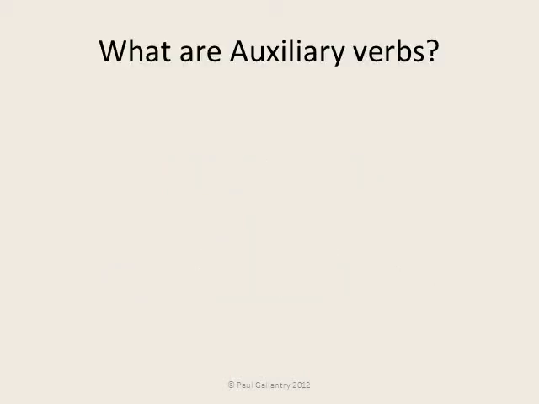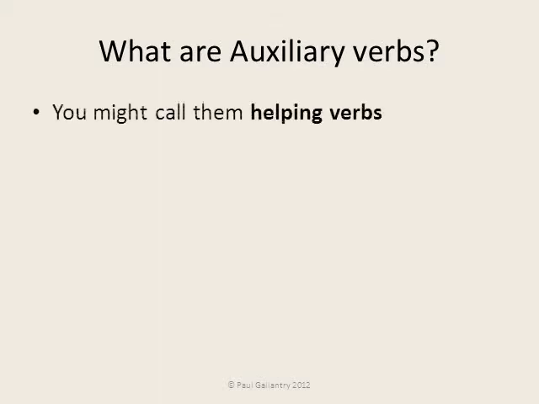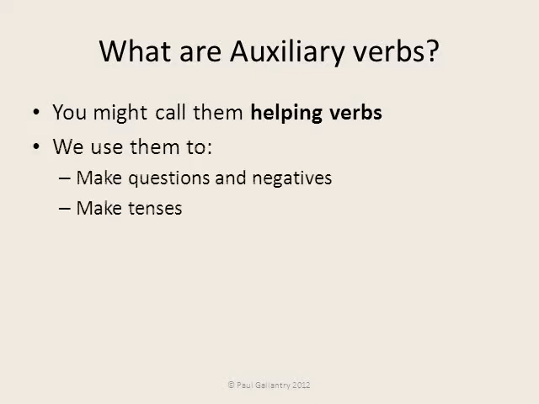Okay, so what are auxiliary verbs? Well, you might also call them helping verbs. Some books say helping verbs, some call them auxiliaries, but they're there to help. Well, what does that mean? Well, we use them to make questions and negatives. So when we need to say a question or say a negative, we use them. Or we can also use them to make tenses in English. And that's a problem for learners because sometimes we forget to use them when we're writing or when we're speaking.